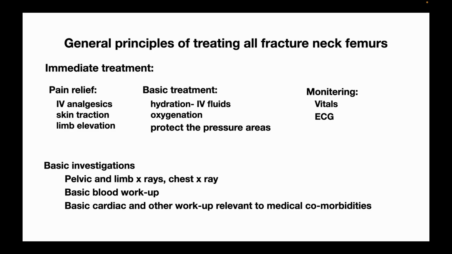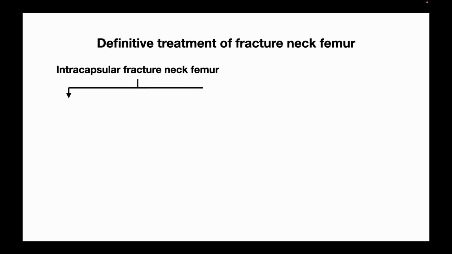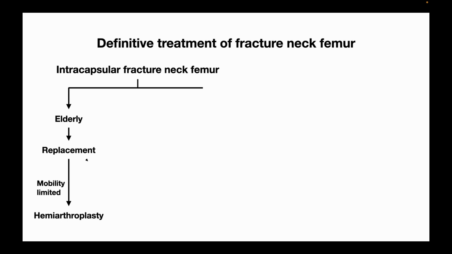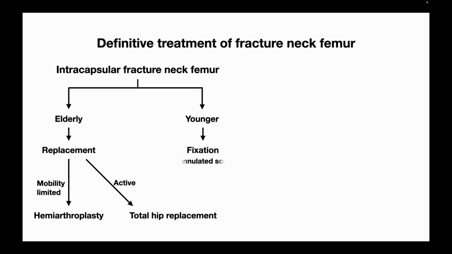And here again we will quickly go through the treatment protocol for each type of these fractures. In an intracapsular fracture of the femur in elderly, we do a prosthetic replacement of the femoral head. If the patient has limited mobility, we do a hemiarthroplasty. And in an active individual, a total hip replacement. If the patient is much younger, then we try to preserve the bone and do a dynamic hip screw or a cannulated screw fixation. However, if the fixation fails, we proceed with a total hip replacement.